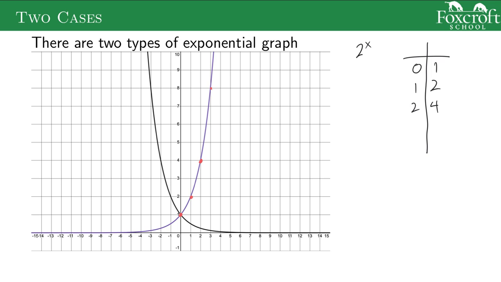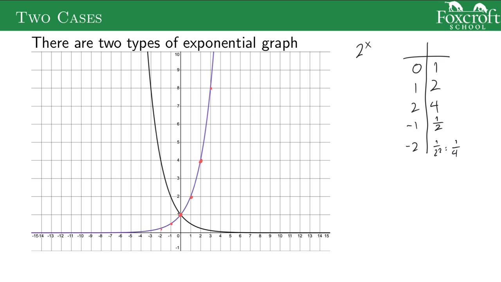If I start plugging in negative numbers, remember that a negative exponent is going to turn this into a fraction. So it's going to be 1 over 2. Negative 2 would be 1 over 2 squared, which is 1/4. You can see those values here. So for 2 to the x, as I plug in big or positive numbers, I get bigger numbers out on the right side of the graph. For negative numbers, I get these fractions on the left side of the graph.